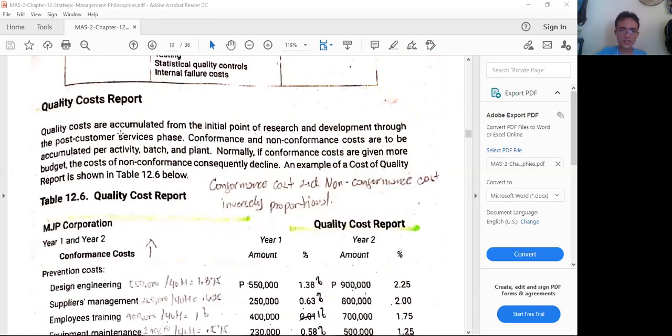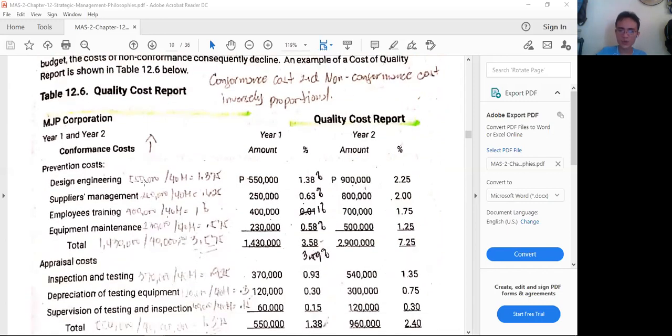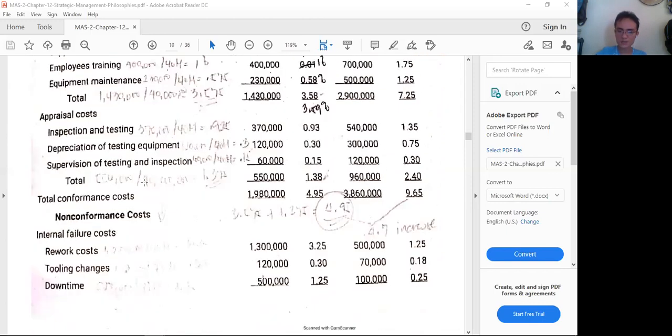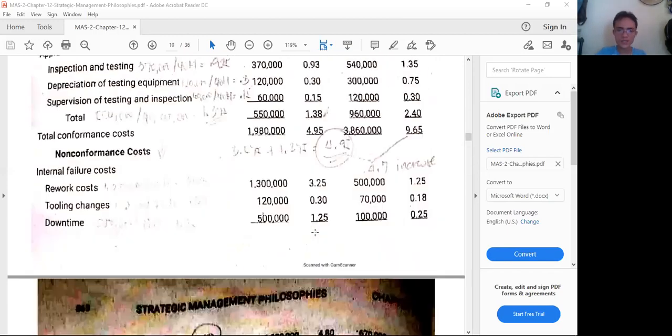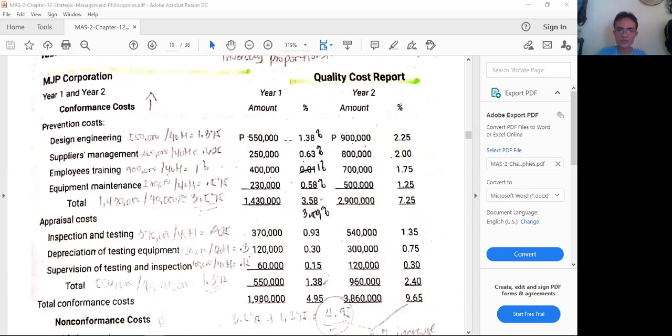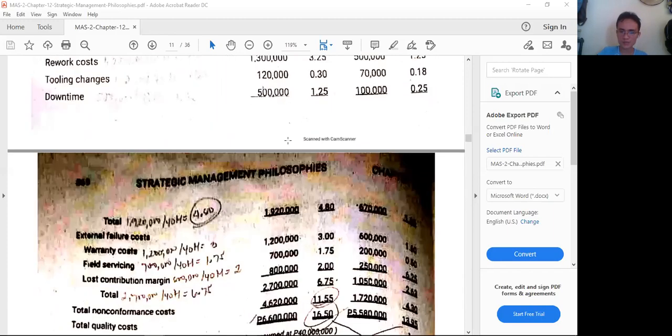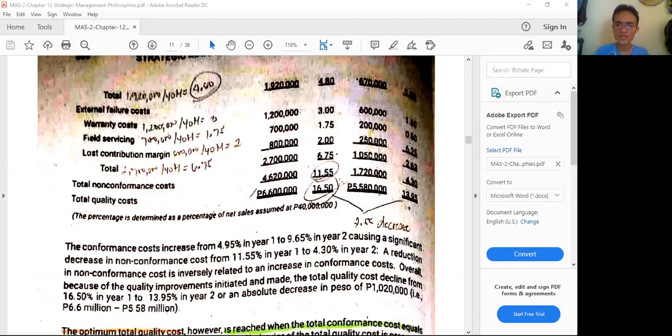All right. Next, quality costs report would show us our conformance costs versus non-conformance costs and the respective components. Then the percentages are shown. Also, we can compare year one and two if ever there has been an increase or decrease or increases and decreases of them. That's the point of this one. All right, the percentage is determined as a percentage of net sales assumed at 40 million. So we can now say that, for example, design engineering is 1.38% of net sales. So meaning we spent cost of this 1.38%. What's the overall? Oh, it's 16.5% of net sales just for the total quality costs, right?